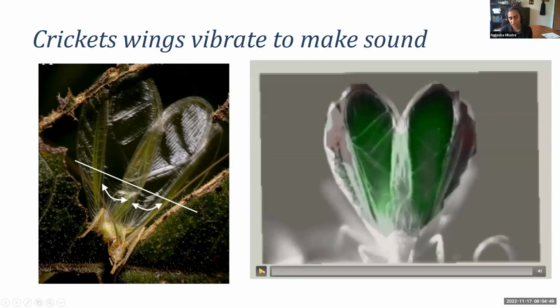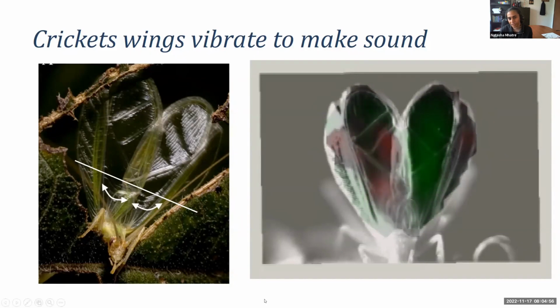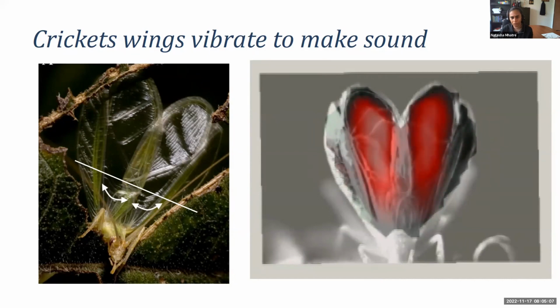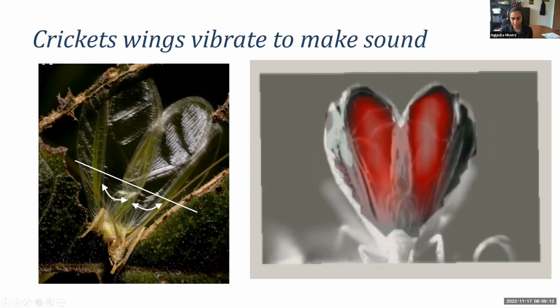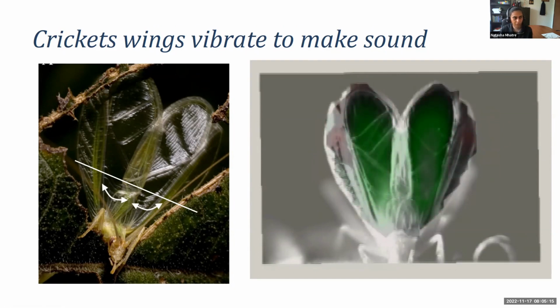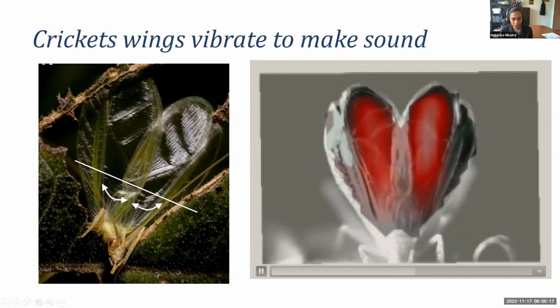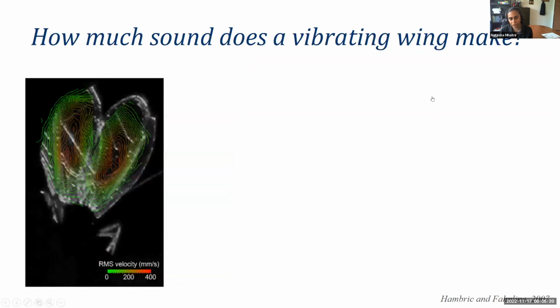So here is just a reconstruction from laser vibrometry data of what that motion might look like. So the wing vibrates out of its plane, and that is the thing that generates the sound that you hear. And one of the things that you might want to know is how much of a vibration makes how much of a sound. What does that sound look like? And that's the kind of thing people like me are interested in for a lot of different reasons. And how do you go about answering a question like that? Like, when something vibrates, how much sound is it going to make?